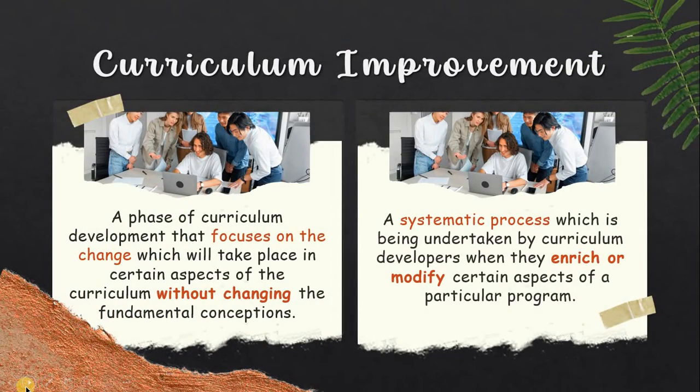So what is a curriculum improvement? A curriculum improvement is a phase of curriculum development that focuses on the change which will take place in a certain aspects of the curriculum without changing the fundamental conceptions. It is also a systematic process which is being undertaken by curriculum developers when they enrich or modify certain aspects of a particular program. So, a curriculum improvement is focused on enhancing and modifying certain aspects without changing fundamental conceptions, elements, and structures in the curriculum.